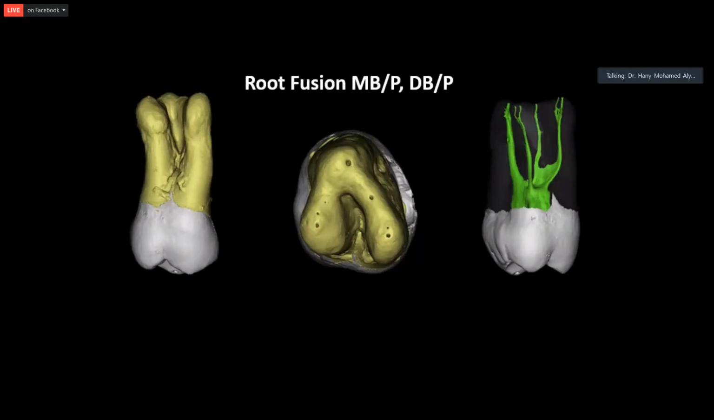This fusion can also occur between other roots, such as this type of fusion in which the mesiobuccal is fused to the palatal and the distobuccal is fused to the palatal.